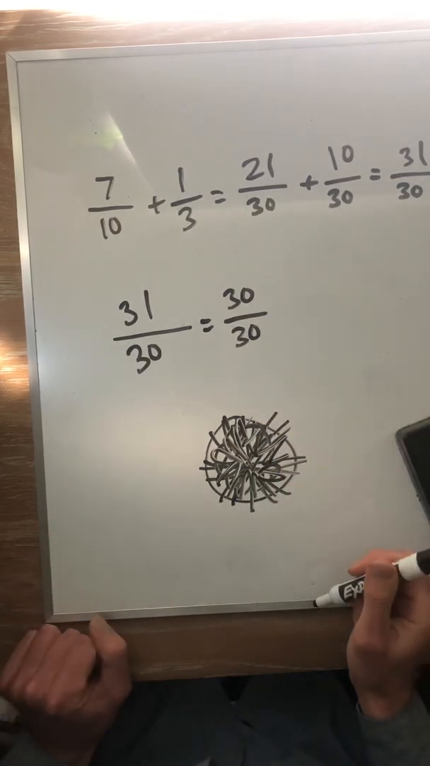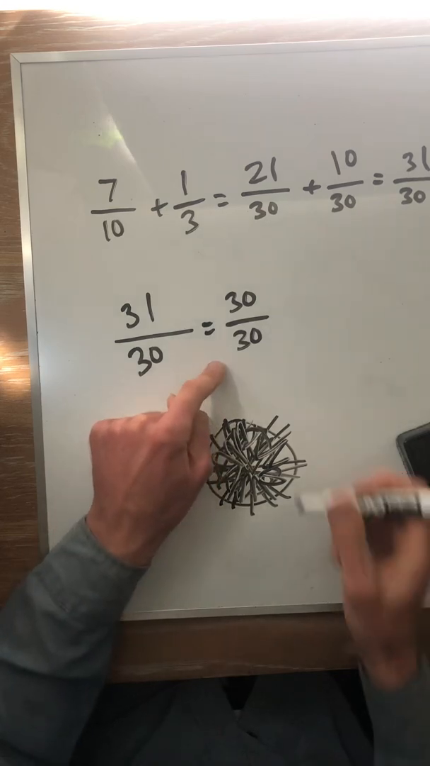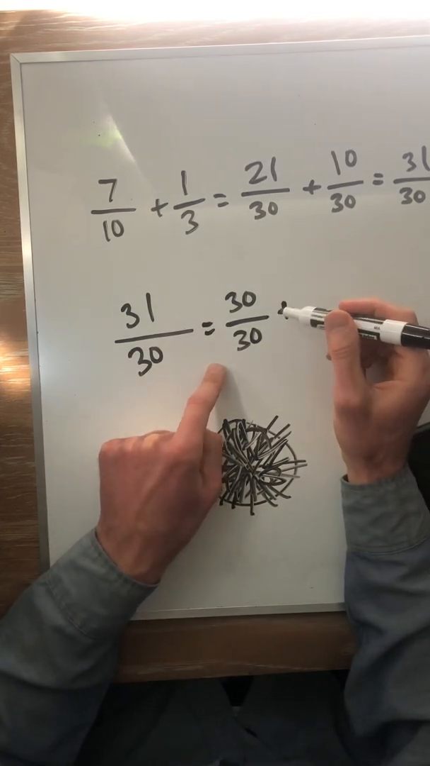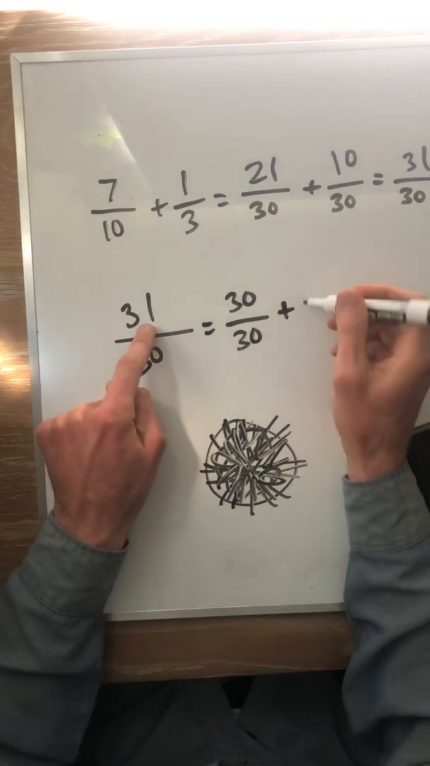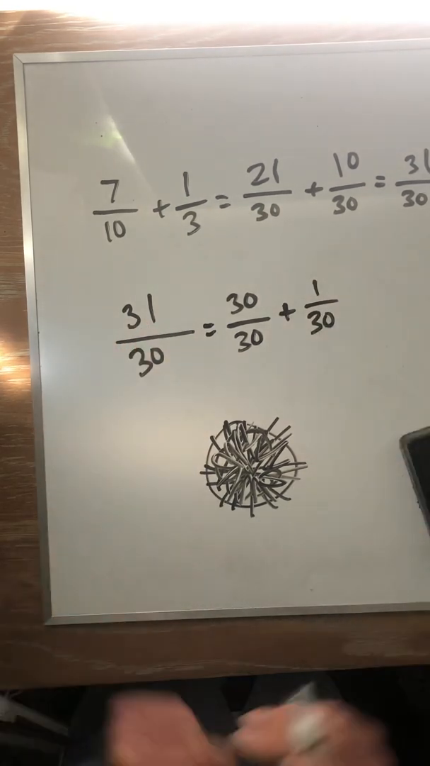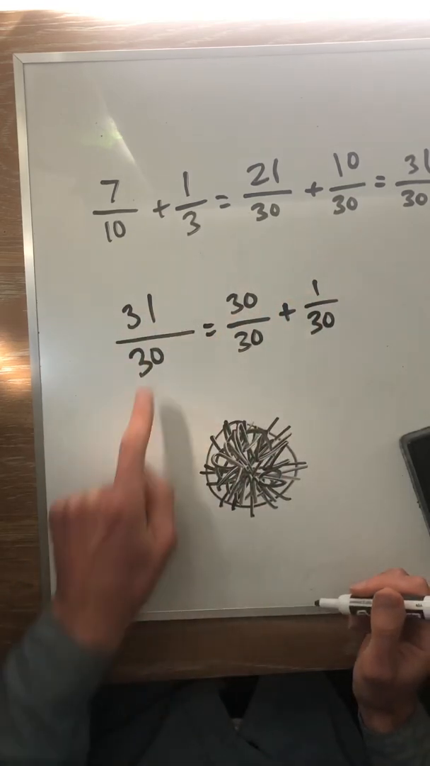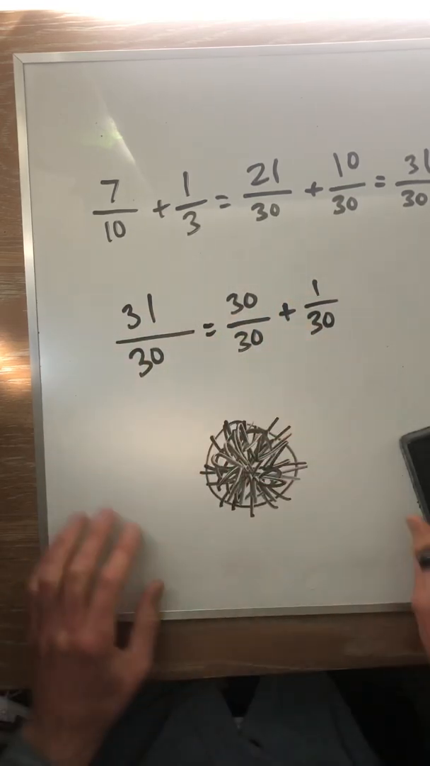And then what's left over? So 30/30ths plus, well, let's see, you've got 30/30ths, and then you've just got 1 over, right? Plus 1/30th. Because 30 plus 1 equals 31. 31/30ths equals 30/30ths plus 1/30th.